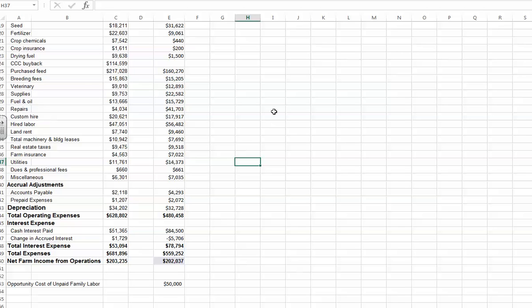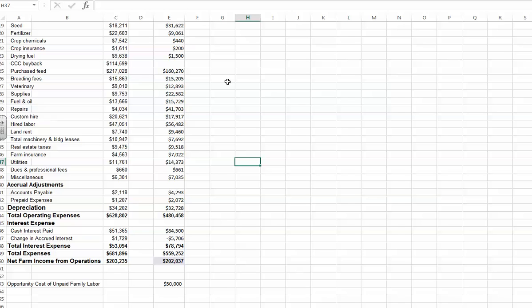So there needs to be an adjustment for that unpaid labor. Now, there are several different schools of thought on how you charge for that unpaid labor. One is you simply take out family living expenses. I don't particularly like that alternative, simply because living expenses could vary from year to year. Another alternative is to simply determine or estimate the opportunity cost of that labor. In other words, what could it earn in some other job, and use that as a charge.